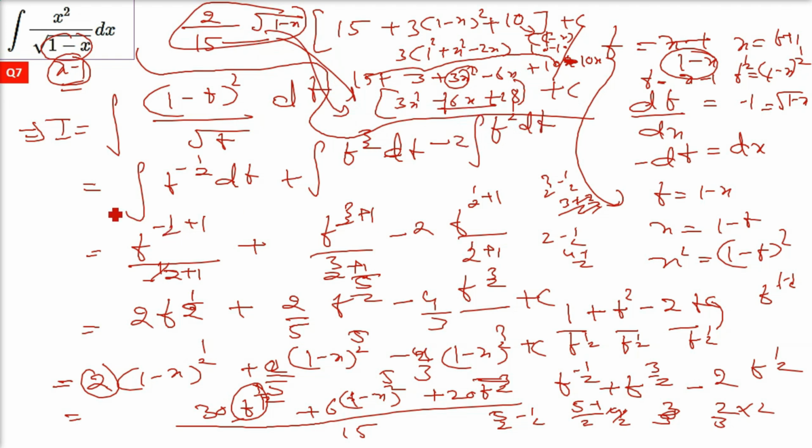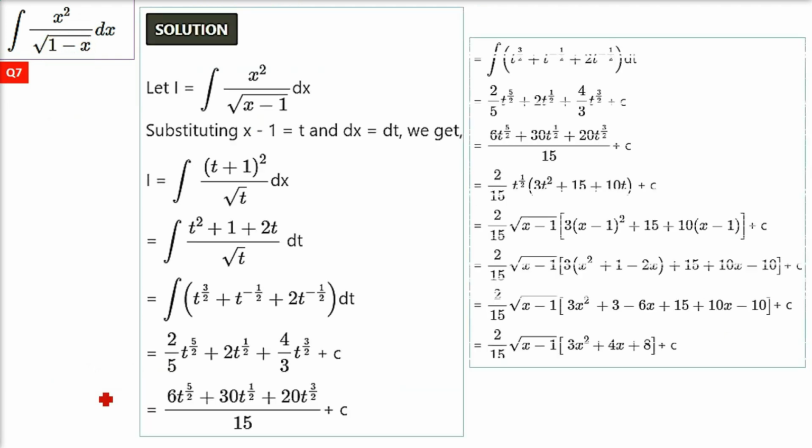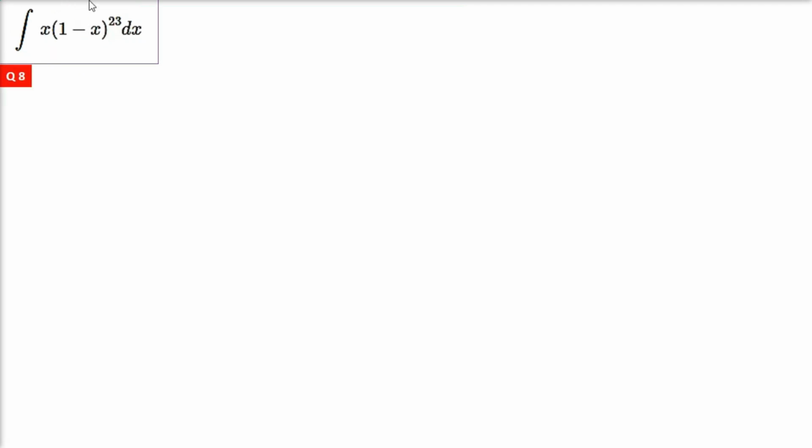Negative sign also applied. So I will show you the result when we take not under root 1 minus x but under root x minus 1. So the answer will change, not drastically, but like this, if you see. So the result will be different, but the methodology will have no difference. Next one is 1 minus x to the power 23. There is x also outside with a dx. So take this 1 minus x as t.